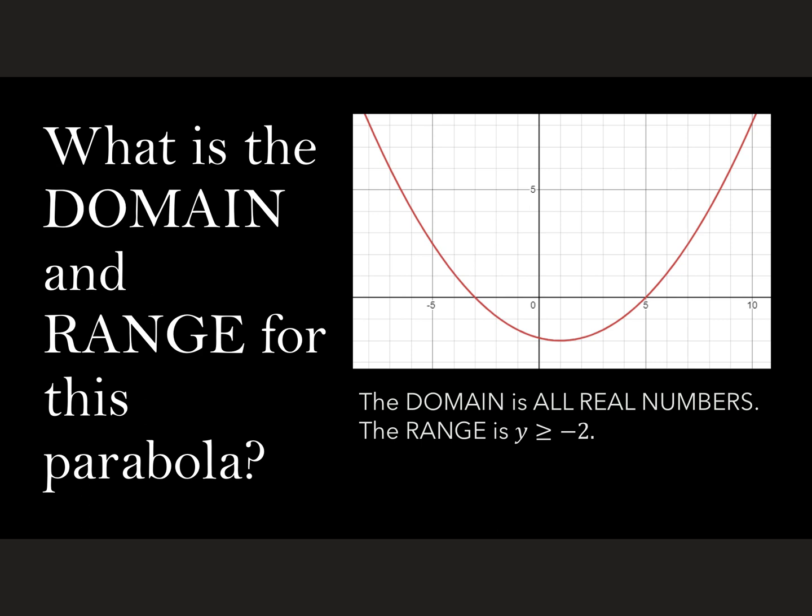Big surprise there. The domain is all real numbers. That wasn't really a surprise. The range looks like y is greater than or equal to -2, because that's the lowest it can go, the -2 on the y-line, but it keeps on going up and up and up forever.